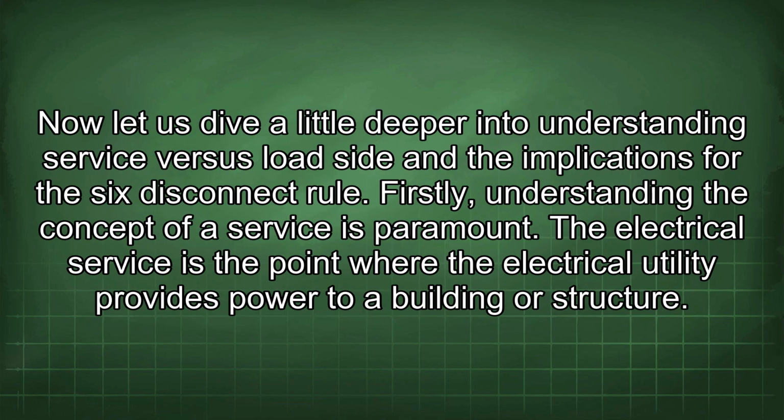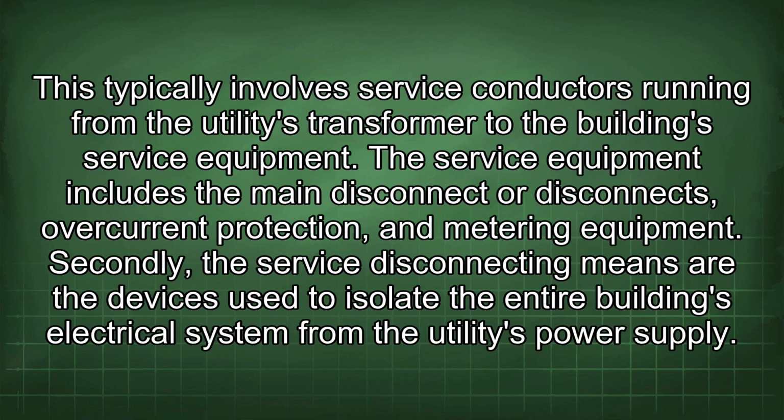Now let us dive a little deeper into understanding service versus load side and the implications for the 6 disconnect rule. Firstly, understanding the concept of a service is paramount. The electrical service is the point where the electrical utility provides power to a building or structure. This typically involves service conductors running from the utility's transformer to the building's service equipment. The service equipment includes the main disconnect or disconnects, overcurrent protection, and metering equipment.